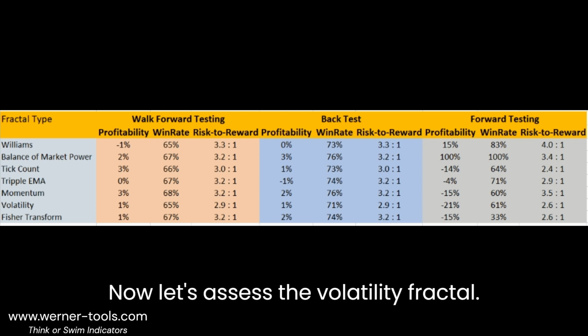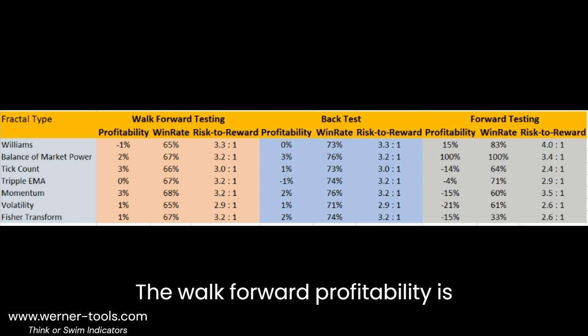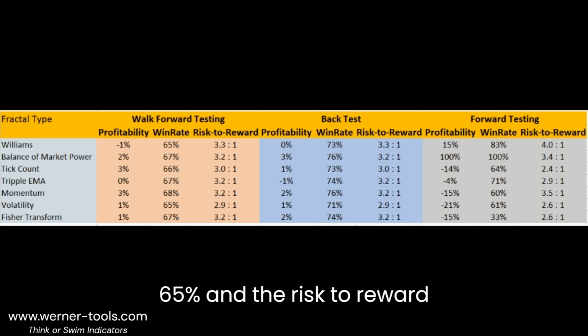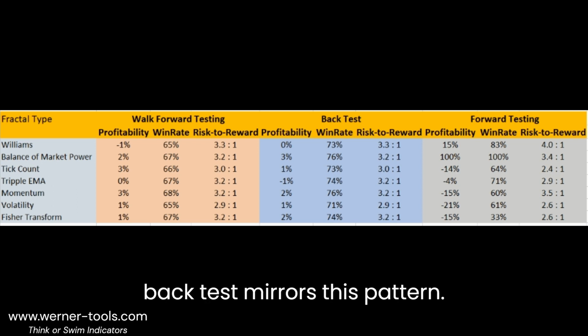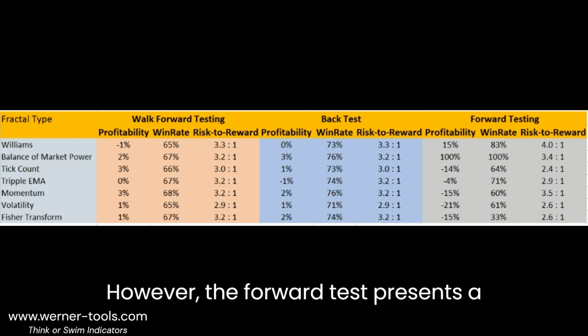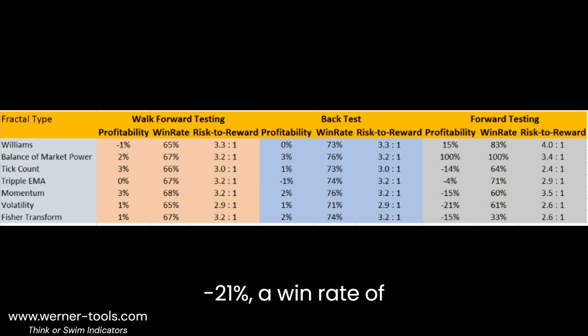Now, let's assess the volatility fractal. The walk-forward profitability is 1%, the win rate is 65%, and the risk-to-reward ratio is 2.9. The back test mirrors this pattern. However, the forward test presents a substantial decrease in profitability to -21%, a win rate of 67%, and a risk-to-reward ratio of 2.6 to 1.